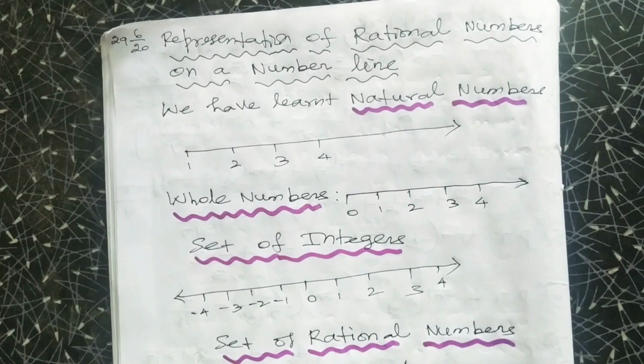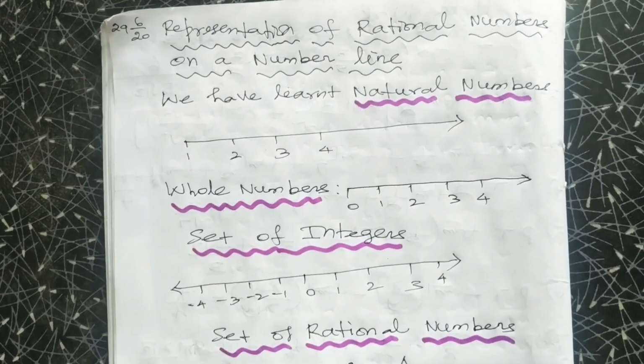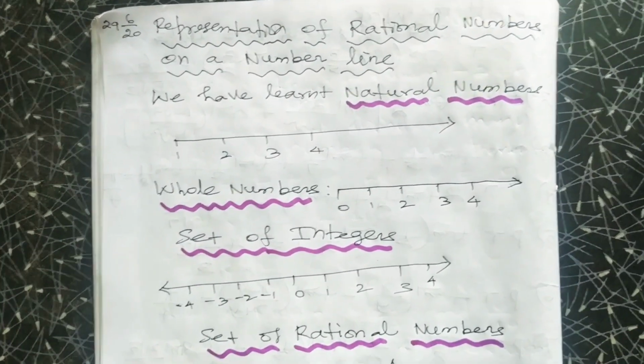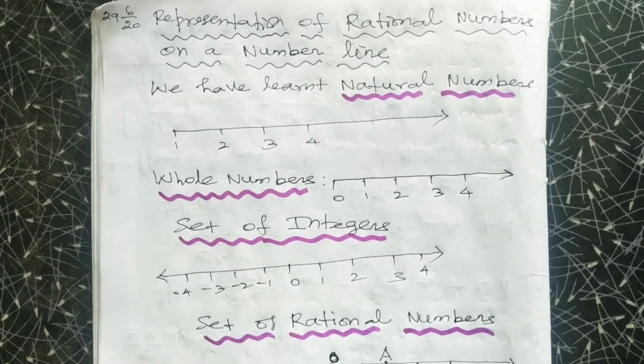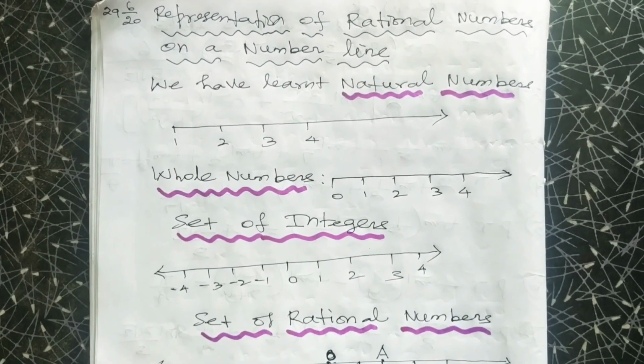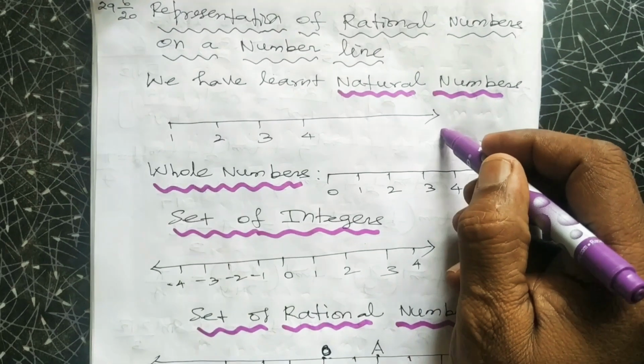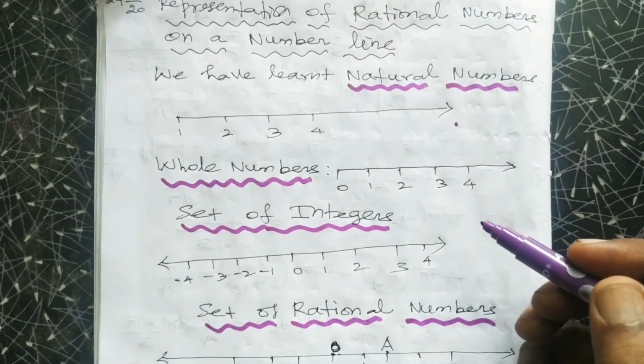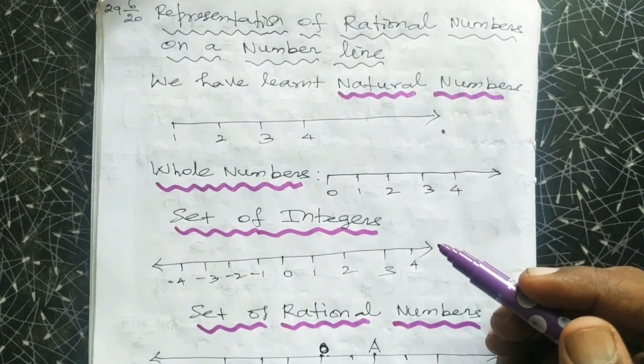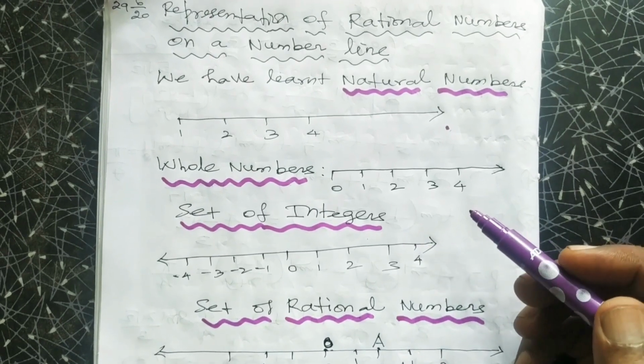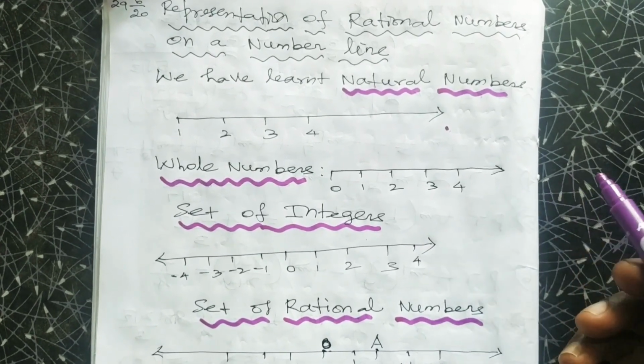We have learned natural numbers. Natural numbers start from 1, 2, 3 and go on endlessly. Then we can represent them on a number line. Whole numbers start from 0. All the numbers on the right side will be positive: 0, 1, 2, 3, 4 like that.